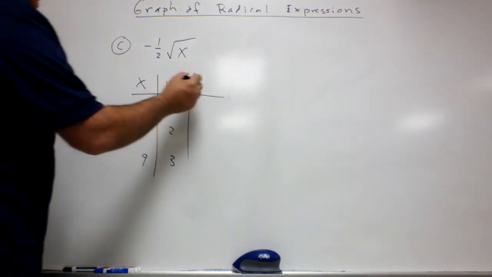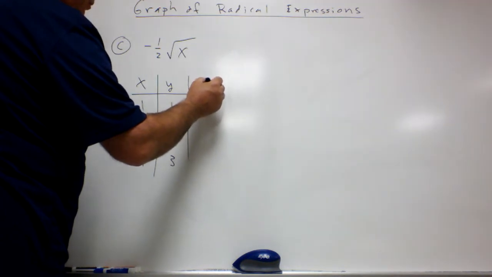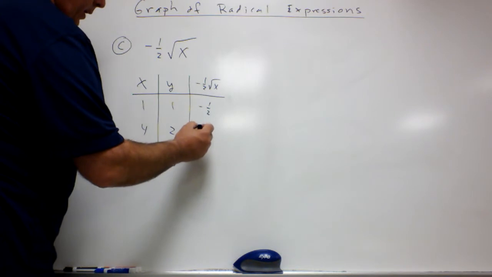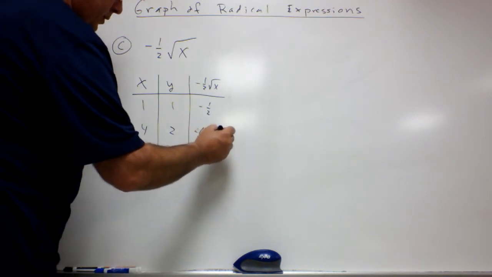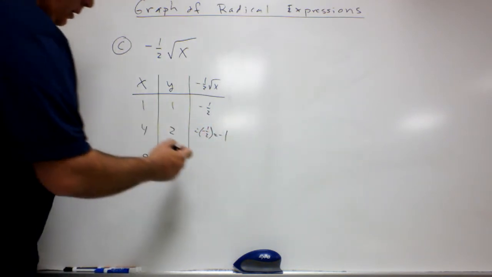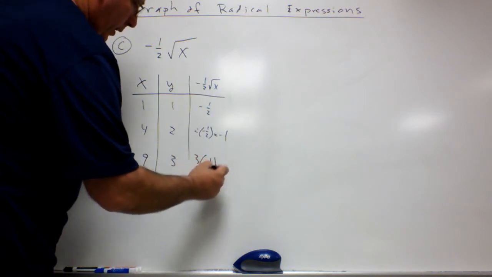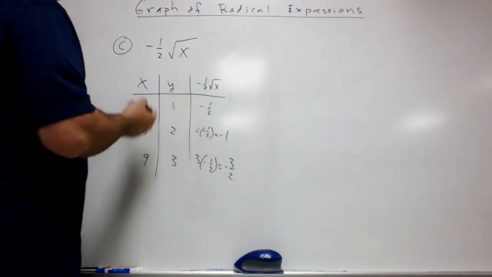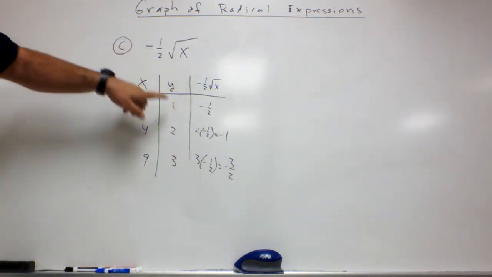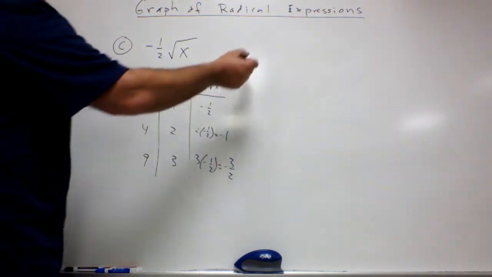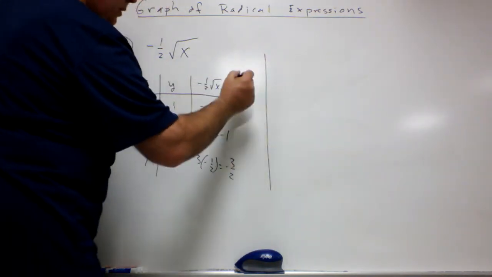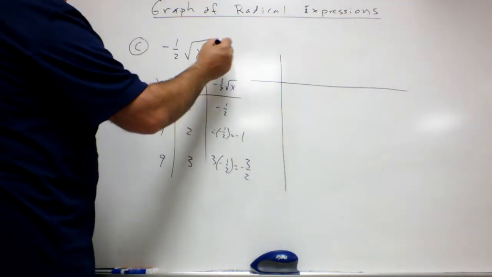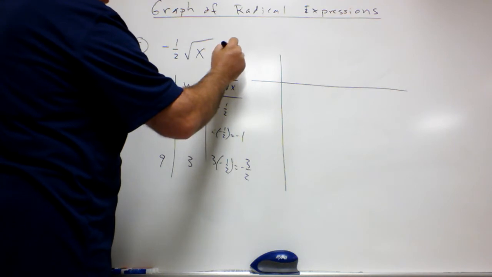Then what we do is we multiply that by the negative 1/2. So we get negative 1/2. We get 2 times negative 1/2, which is negative 1. And we get 3 times negative 1/2, which is negative 3/2. And now what's happening is the negative is turning the graph upside down. So we want to be careful that we change the way that we set up our line. We again have h is 0.